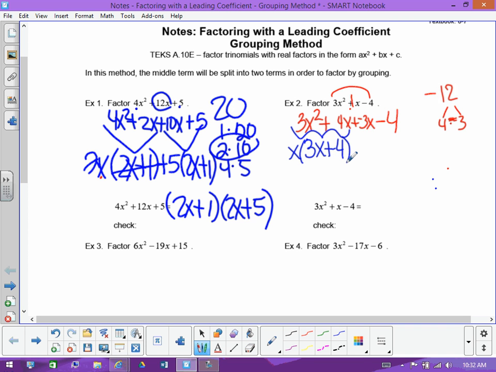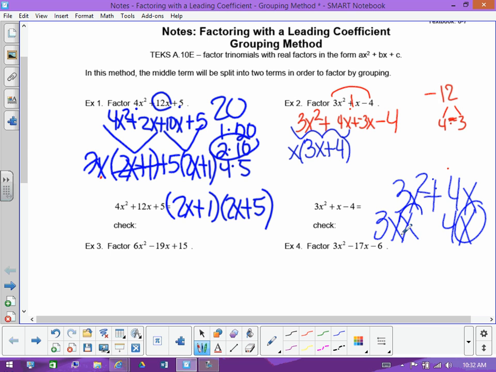You don't see that? 3x squared and 4x. Come over here to the edge of your paper. Write off your factors. 3 with 2 x's, 4 with 1 x. Circle your common factors. X is in common, you're left with 3x plus 4.